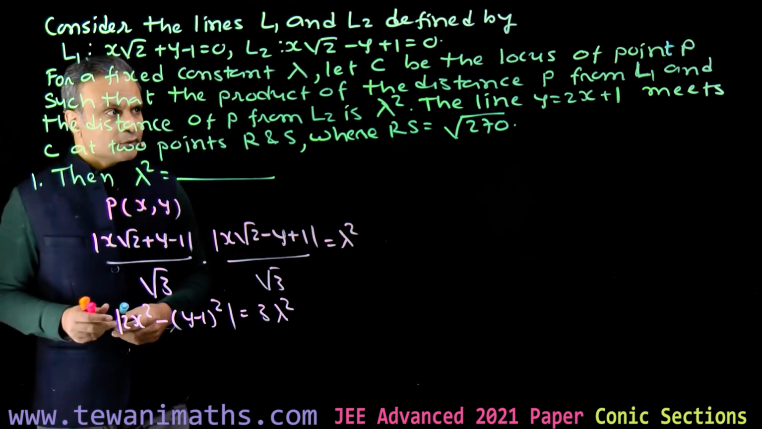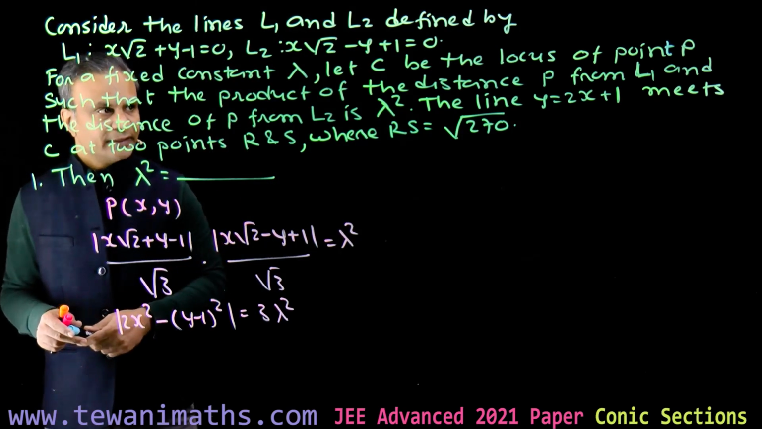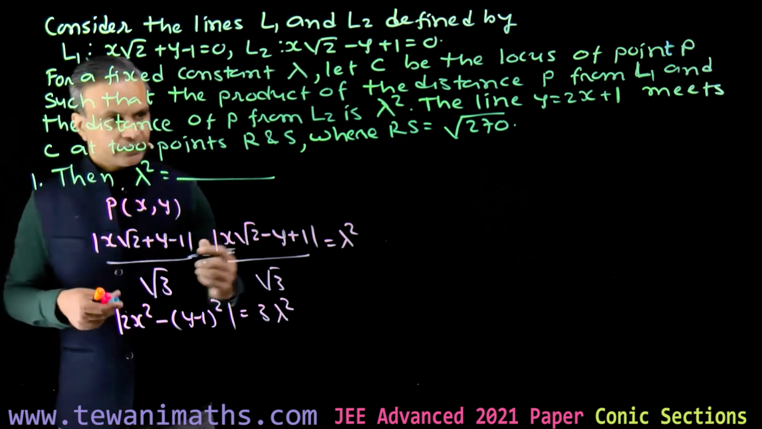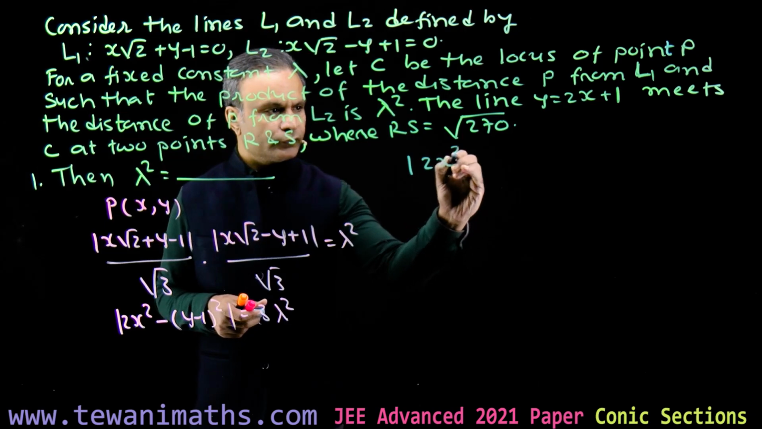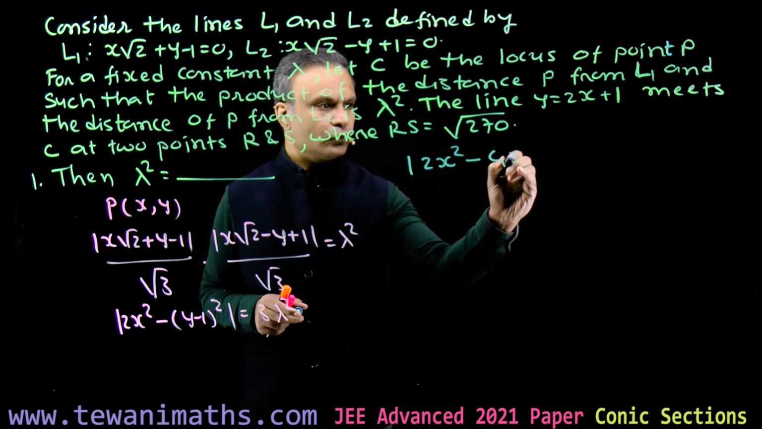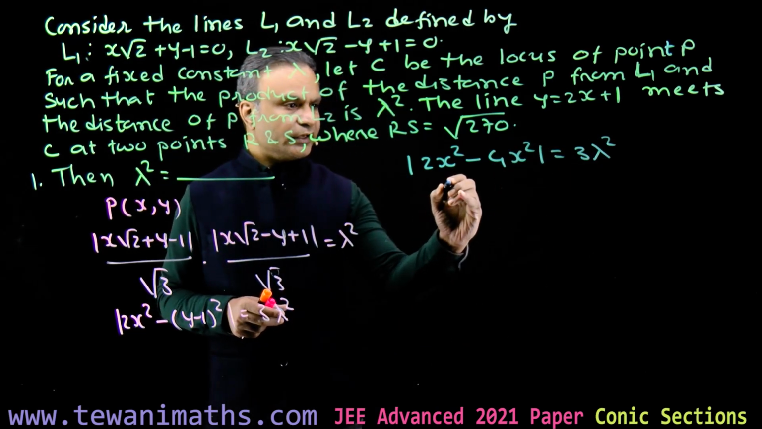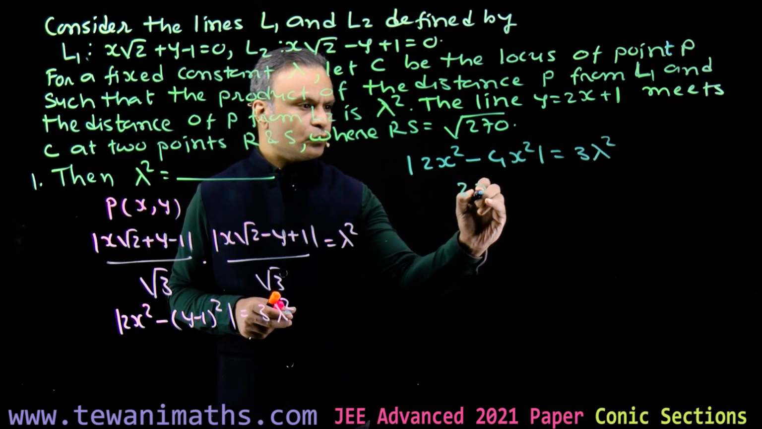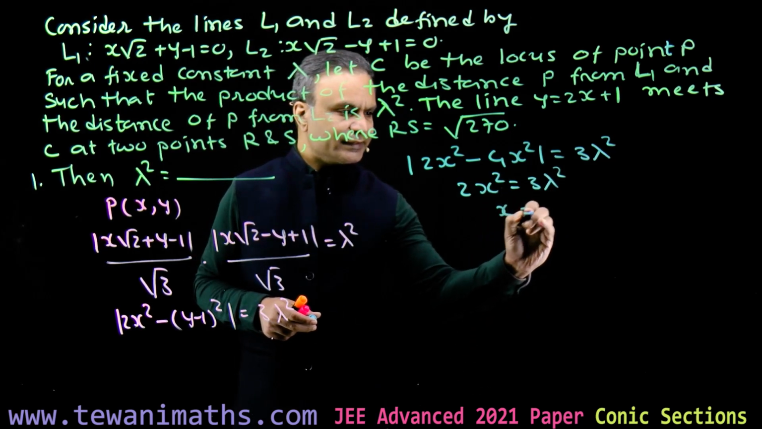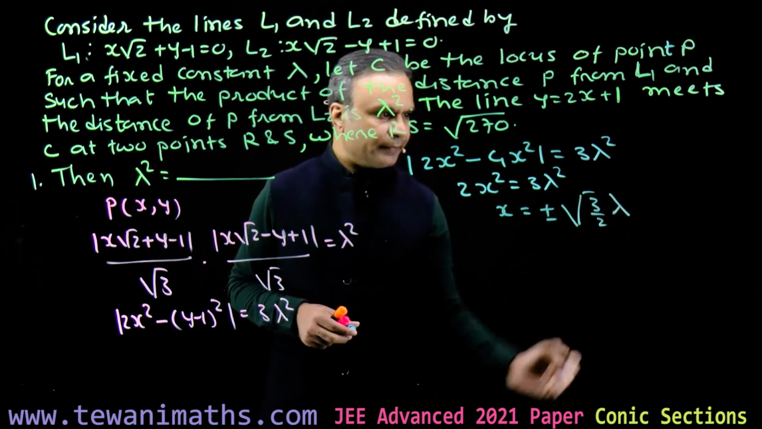So what do we do? We solve this line with the curve and find the points of intersection. Put y equal to 2x plus 1. We get modulus of 2x square minus 4x square equal to 3 lambda square. So we get 2x square equal to 3 lambda square. From this we get x equal to plus minus root 3 upon 2 lambda.